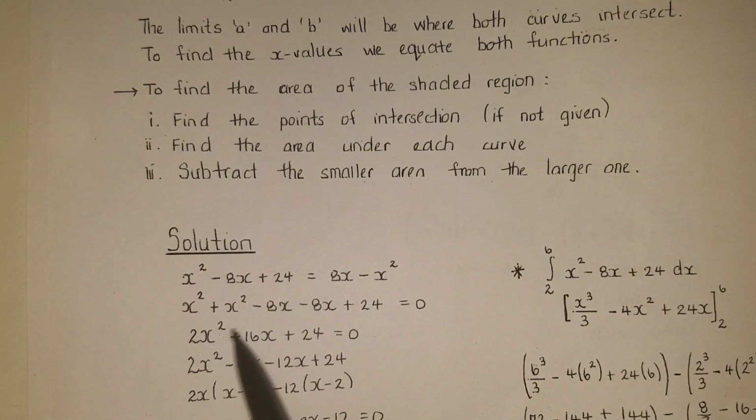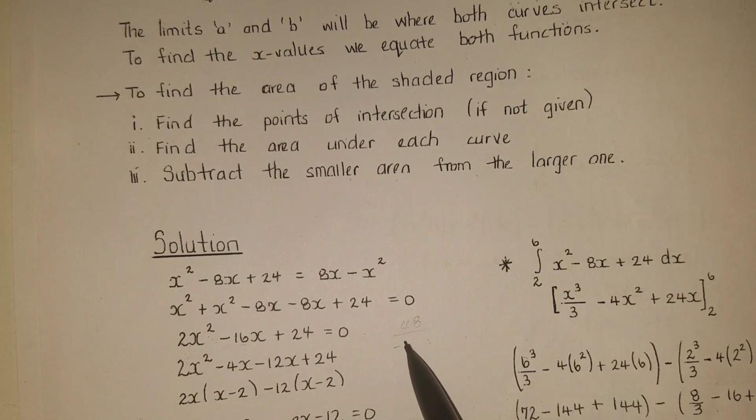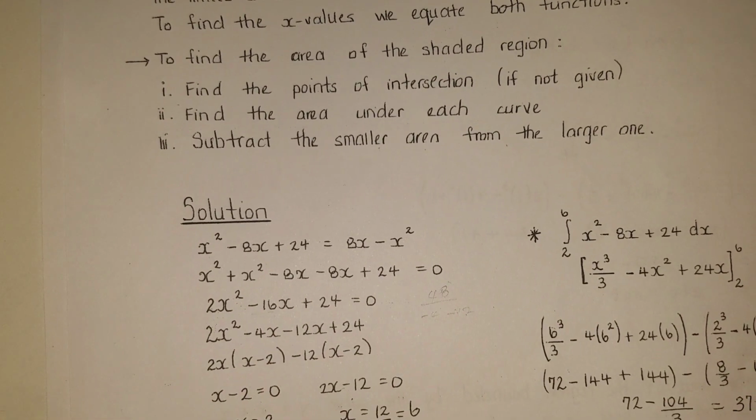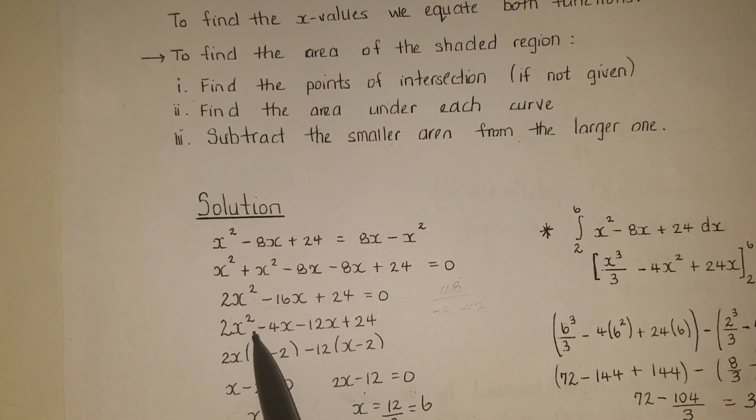Now, 2 times 24 is 48, and we need factors that will give us negative 16. And those factors will be negative 4 and negative 12, because when they are multiplied, they give us 48, and when they are added, they give us negative 16. So now my equation will read 2x squared minus 4x minus 12x plus 24.